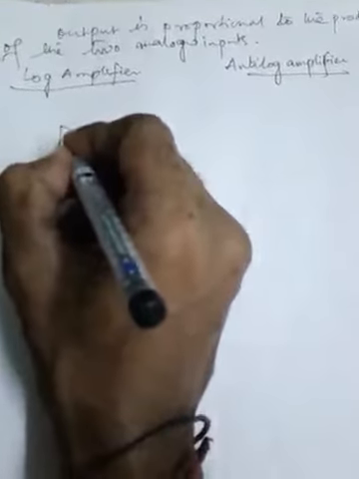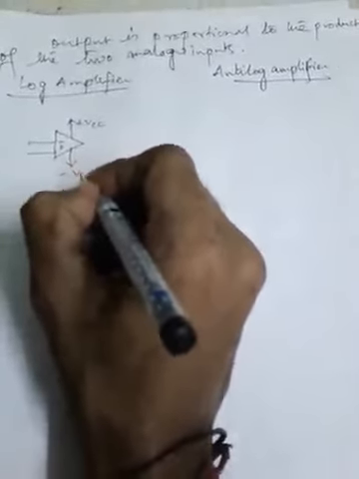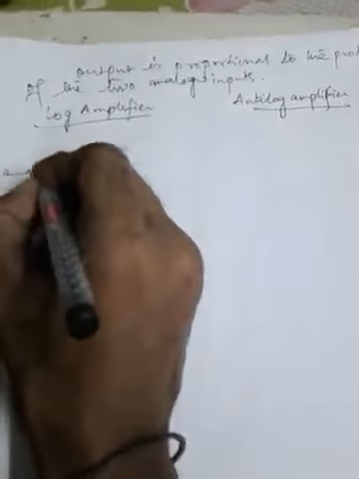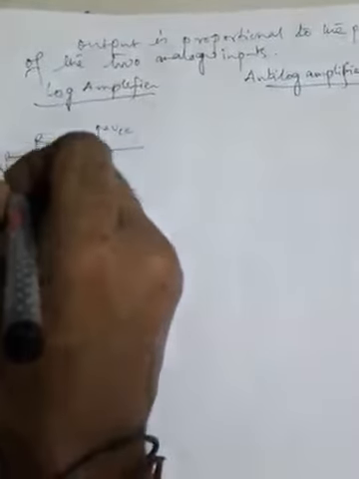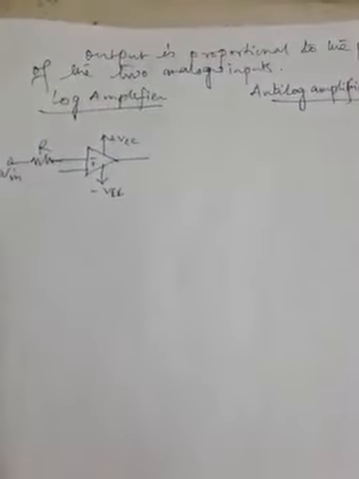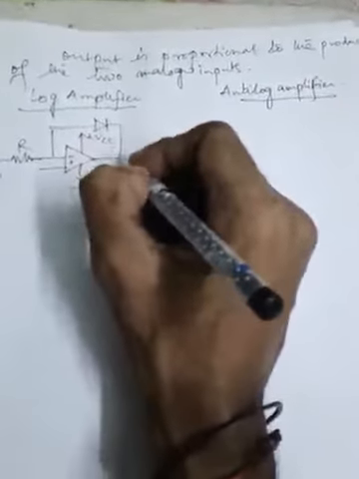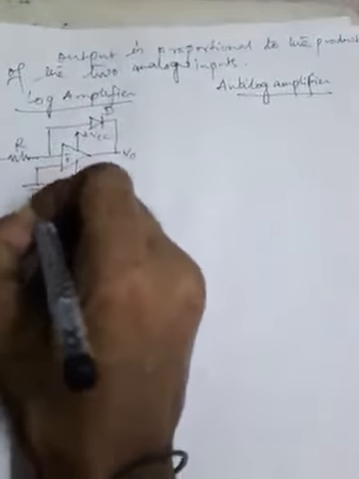a log amplifier using op-amp, this was the circuit for a log amplifier where the input is applied at the inverting terminal through a resistance R. This is Vin, and the feedback element is used as a diode, ordinary diode. This is output VO and this is diode D and the non-inverting terminal is connected to ground.